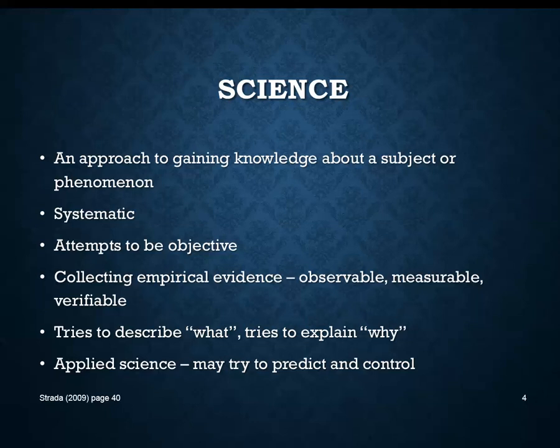We have to find ways to try to remove as much bias as we can so that the evidence we collect is empirical, meaning that we can observe it and other people can also observe it. It's measurable somehow, and therefore it's verifiable by other researchers. In science, we're trying to describe what we see. Sometimes we're also trying to explain why something is happening. And many people in the social sciences are trying to apply that scientific work to also try to predict what might happen in the future. And sometimes that's an effort to try to control that information or control that behavior as well.